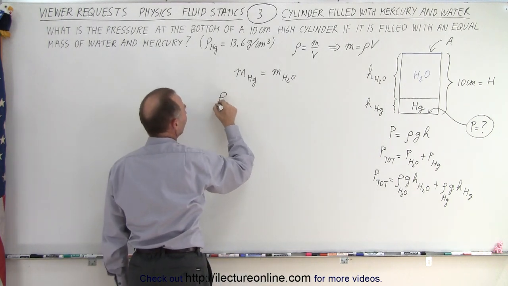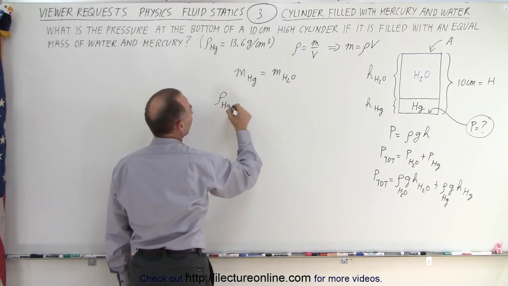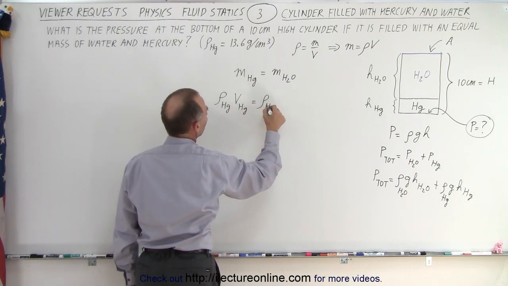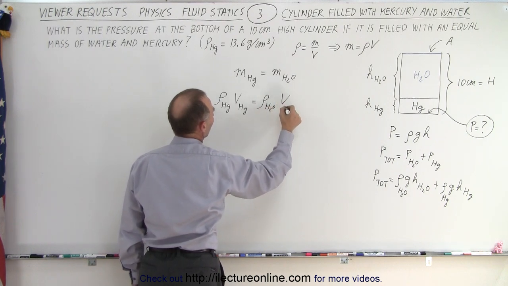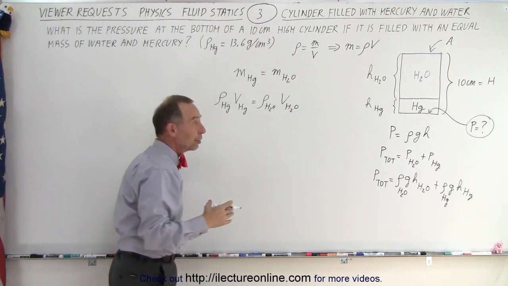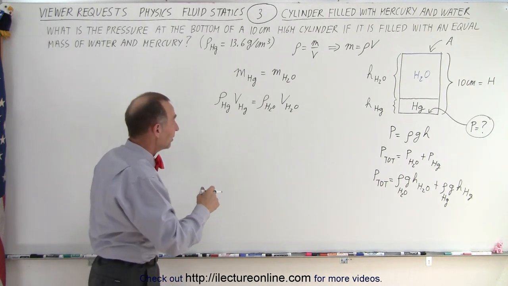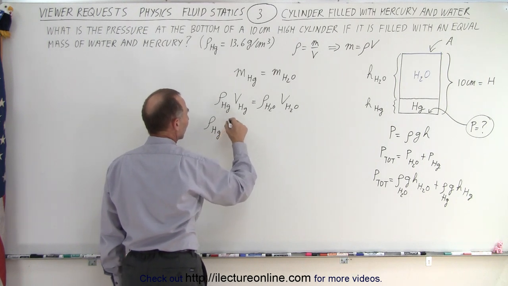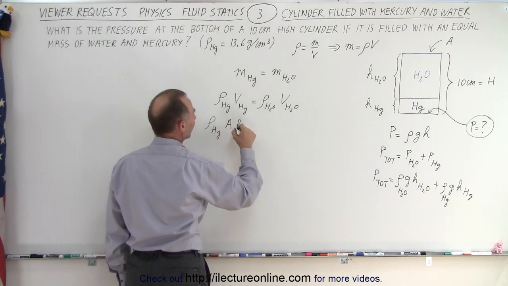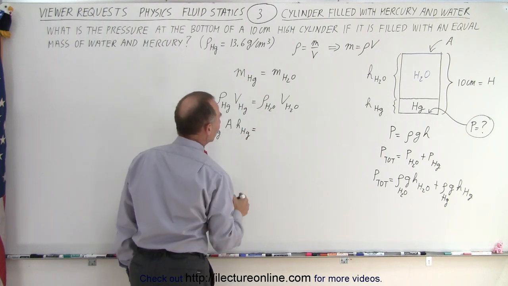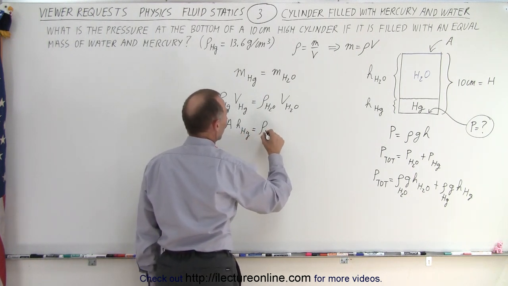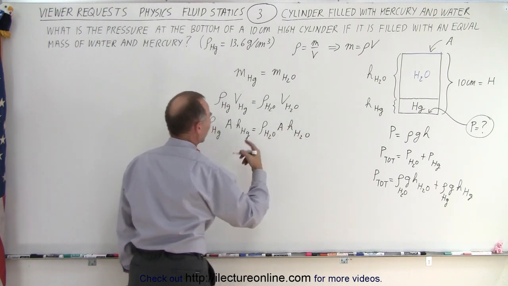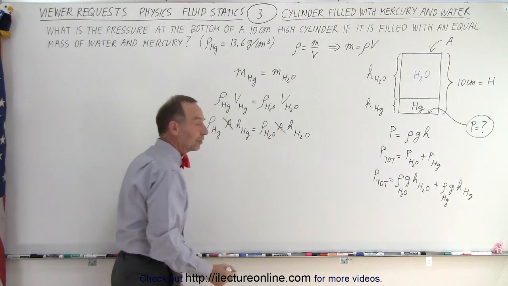So the density of the mercury times the volume of the mercury must equal the density of the water times the volume of the water. Again, the volume of a cylinder is the area of the base times the height. So in this case, that would be the density of the mercury times the area of the base times the height of the mercury, equals the density of the water times the cross-sectional area times the height of the water. Notice that in both cases the area cancels out because we have the same area on both sides.